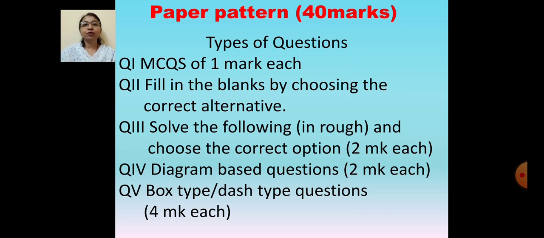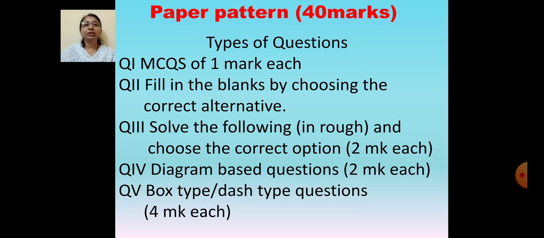Then question number 4 is diagram based. The diagram will be given to you. On the basis of that we'll ask you the questions. Again for each question options will be given. You just have to choose the correct option. And question number 5, box type or dash type questions. So from this chapter let us see how we can ask these different types of questions.